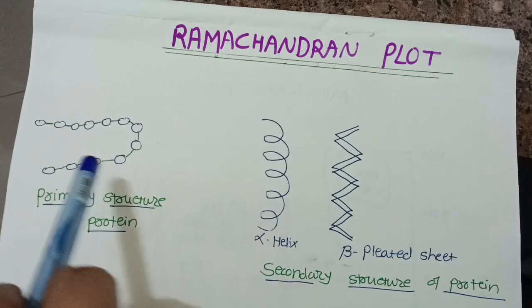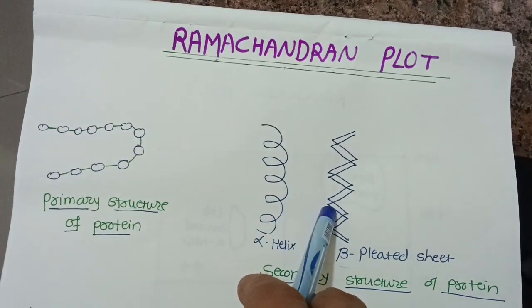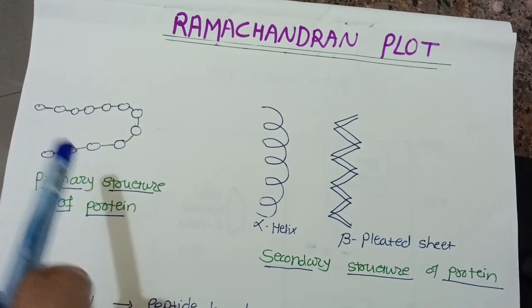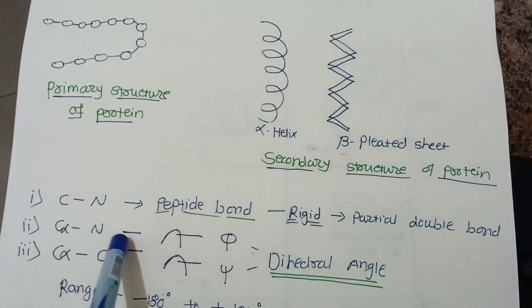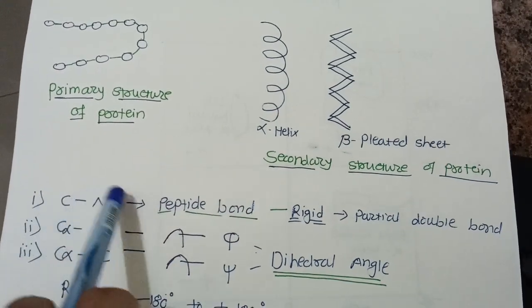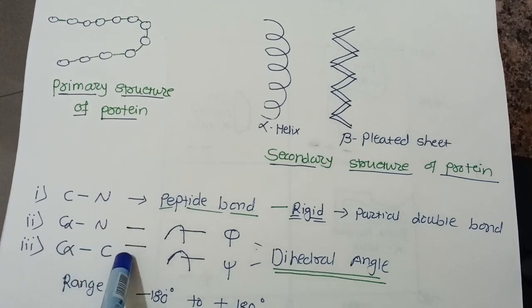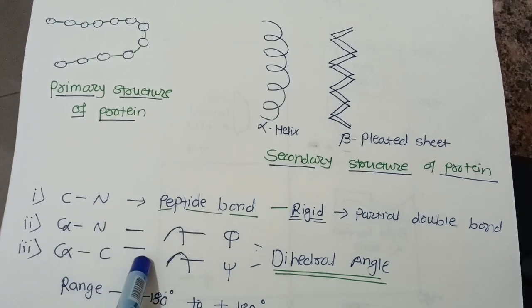So here we can see that after the folding of the primary structure, we will get the secondary structures. So this primary structure has to undergo folding, meaning bending takes place. There are three types of bonds present in the primary structure. The one between the C and N is known as a peptide bond. Apart from the peptide bond, there are two other bonds, that is between the C alpha and N and the C alpha and C.